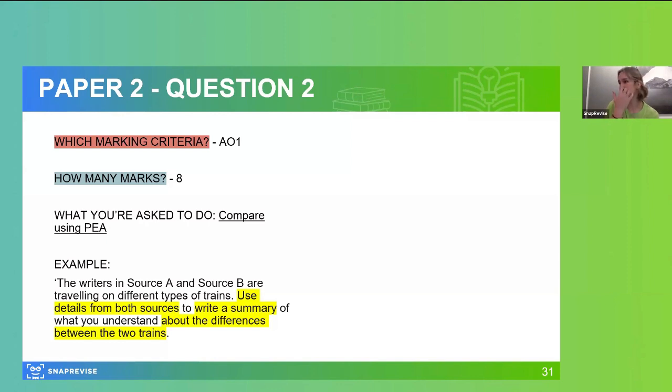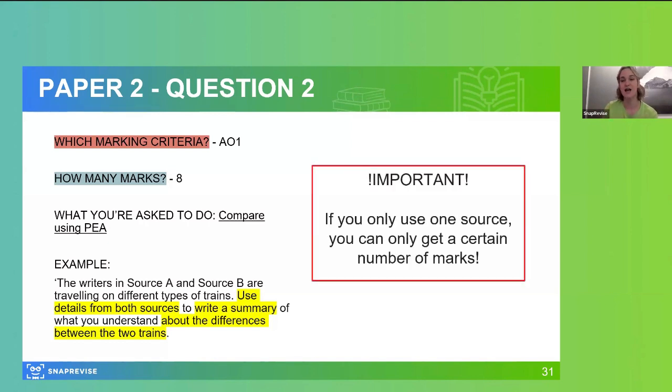So again, if there are four differences, then pick 4. If there's 3, think about the 3 and analyze that in a lot of depth. And again, if you only use one source, you only get a certain amount of marks. I think the marking scheme says something along the lines of if L1 is achieved, but it's only used with source A, give them a maximum of 3 marks. And again, it's worth 8, so you really don't want to be missing out on those key points.